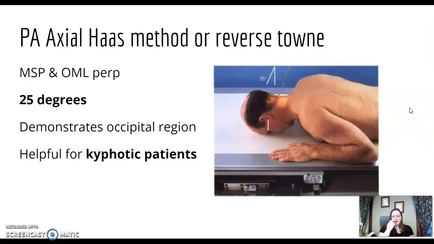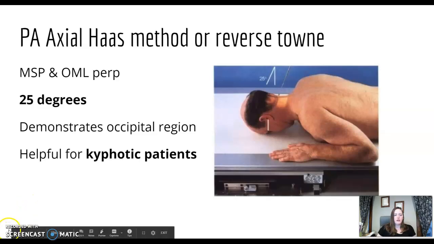This PA Axial Towne Method, or the reverse Towne, will be potentially used for kyphotic patients, right? If they are too kyphotic, they're going to be down like this for an AP version, so we won't be able to use that. So now they've flipped over to try and reduce the OID. It shows the occipital bone similar to that of Towne.